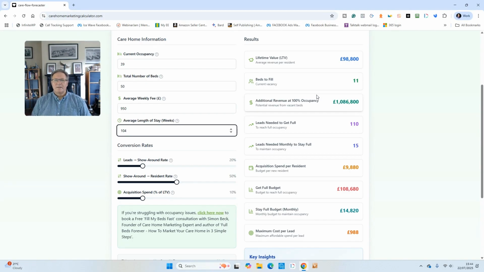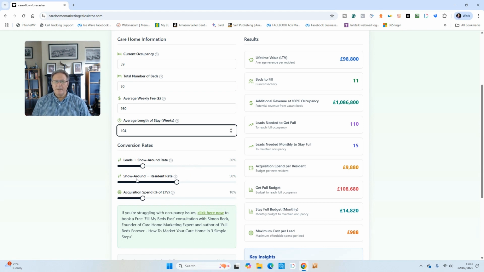Okay, so this tells you based on these figures here. In fact, I should perhaps show you what these figures do. So these sliders: this one shows the conversion rate between the amount of leads that you get and the amount of those that book a show around, or who turn up and have a show around. At the moment we've set that at 20%. So for every 100 leads that we get, 20 of those are actually booking a show around to come and have a look around the care home.